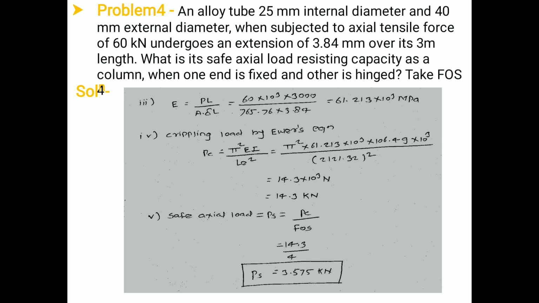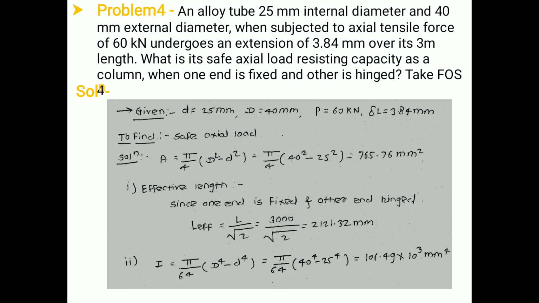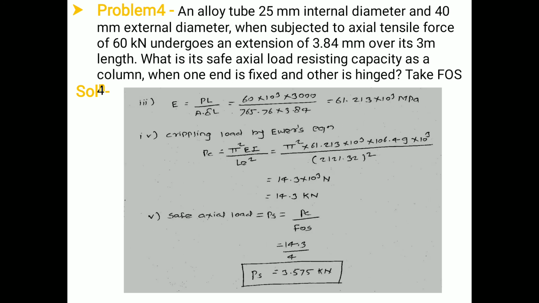The value of P which is given in the numerical is 60 kilonewton. Therefore it will become 60 into 10 raised to 3 Newton. The value of L is 3000, only the length, not the effective length. So it is 3000 divided by area into delta L. Delta L is 3.84. So the value of E is 61.213 into 10 raised to 3 MPa.